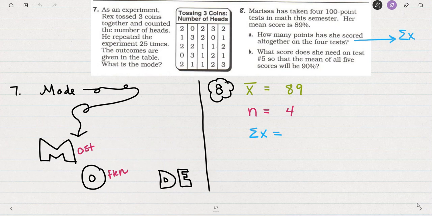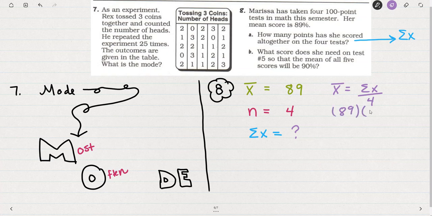Marissa has taken 4 100-point tests in math, and her mean score is 89. How many points has she scored altogether? So I'm looking for the sum of all x's. So I could use x bar equals the sum of all the x's divided by 4. So 89, that's the x bar, times n is going to give us the sum.